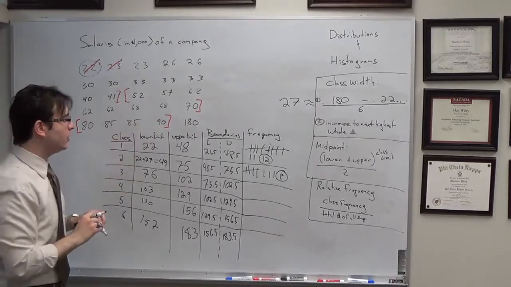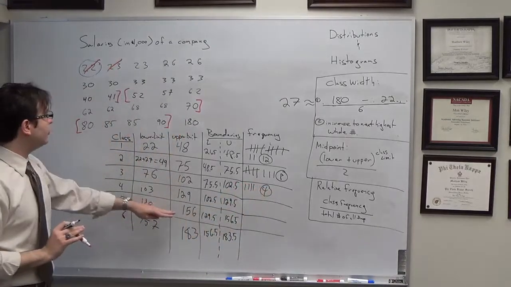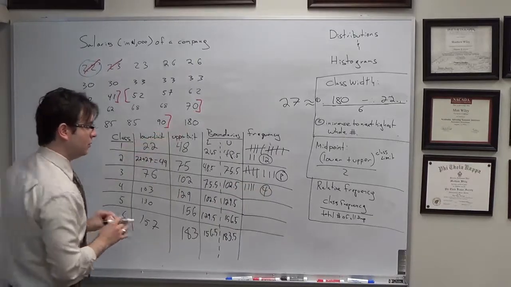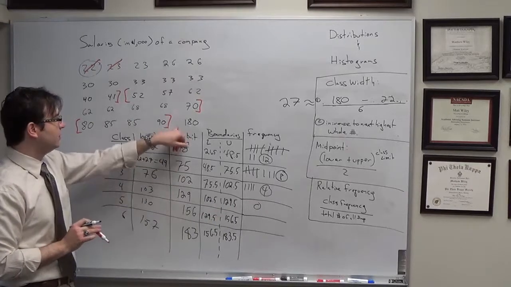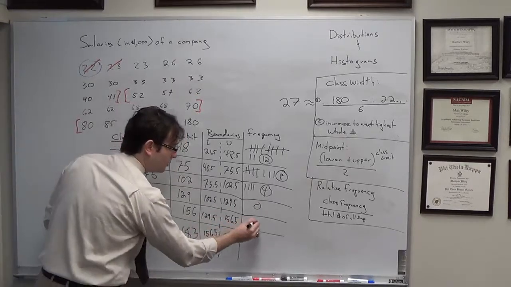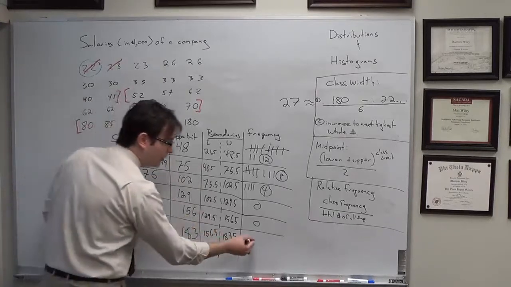1, 2, 3, 4. 103 to 129: none. 130 to 156: none. 157 to 183: exactly 1.